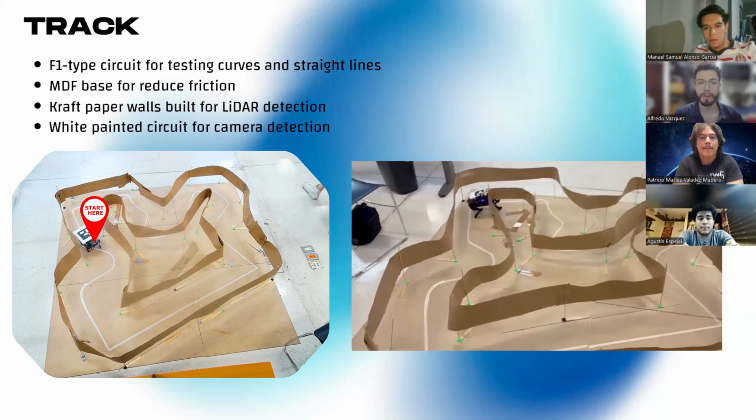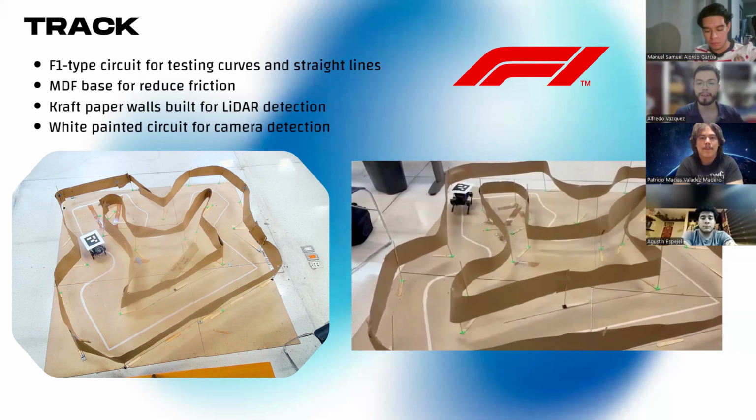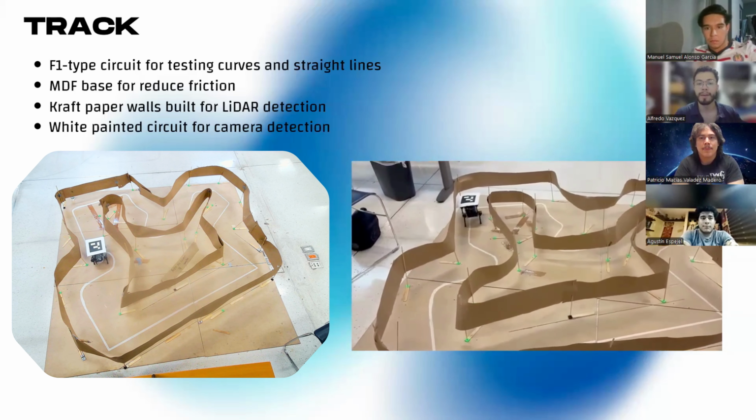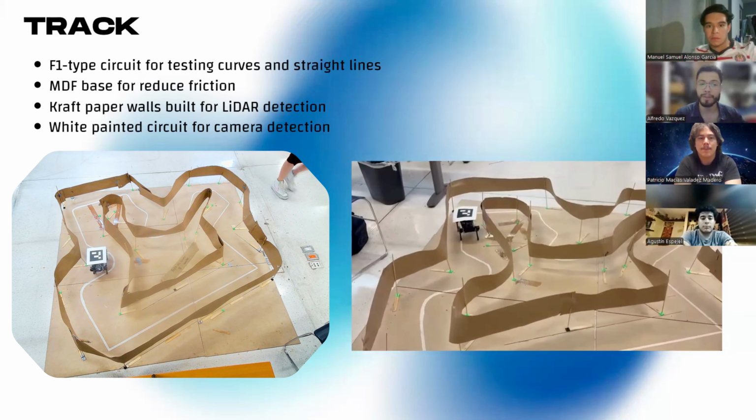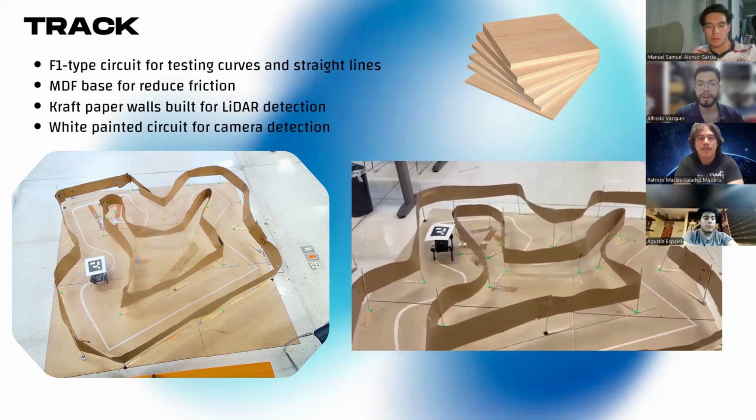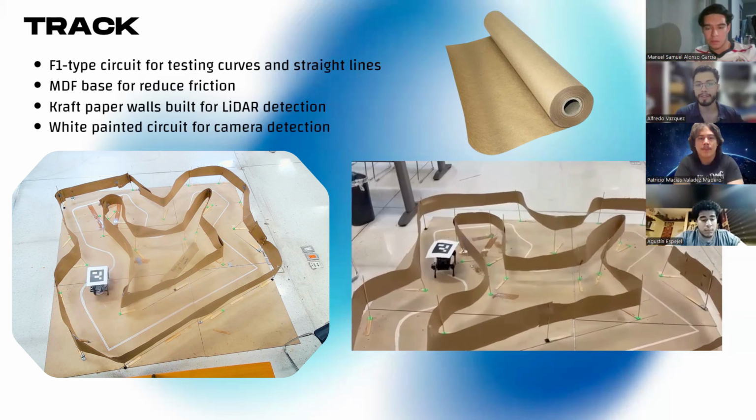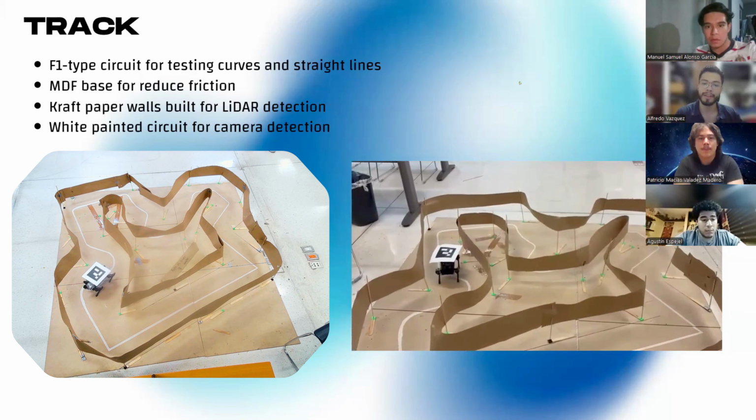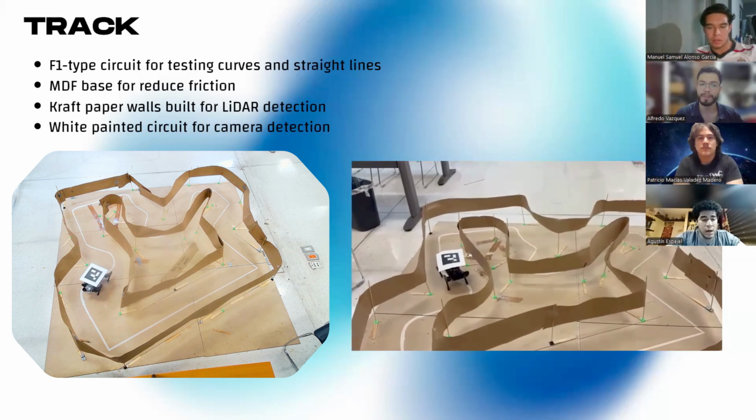Well, as a track, we use an F1 type circuit to test the ability of control and the Puppy Pie to test the curves. We also use an MDF base to reduce the friction it has on the floor, and also using craft paper, we create some walls so the LiDAR could give us a distance between what we have in the track.